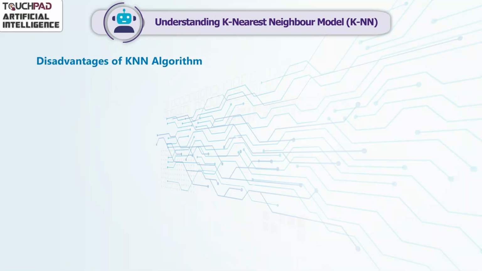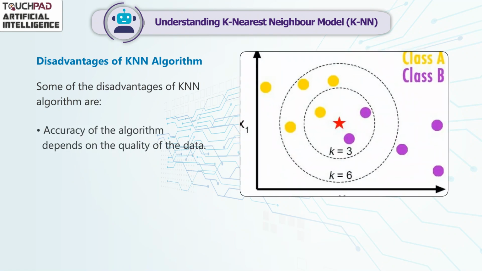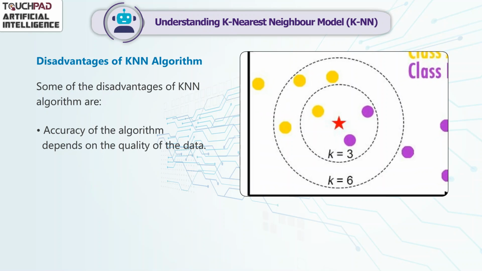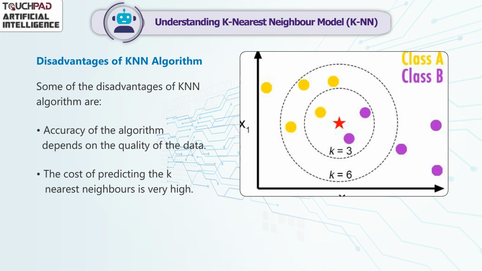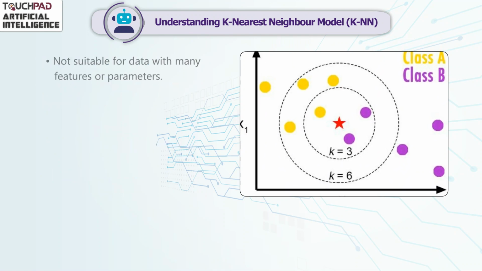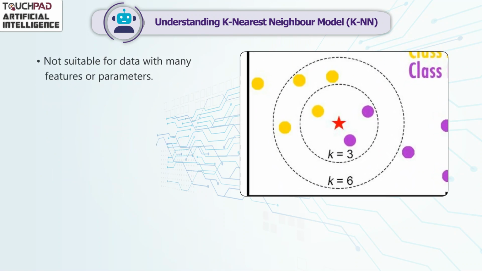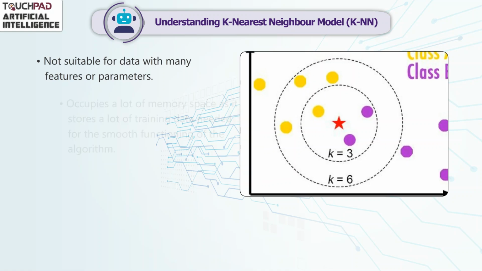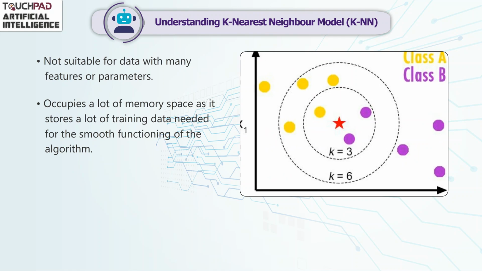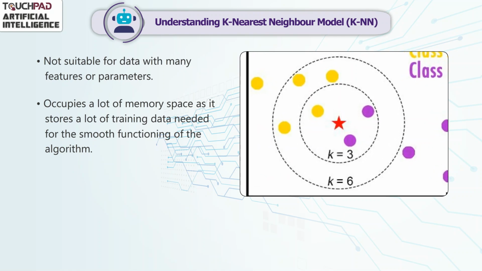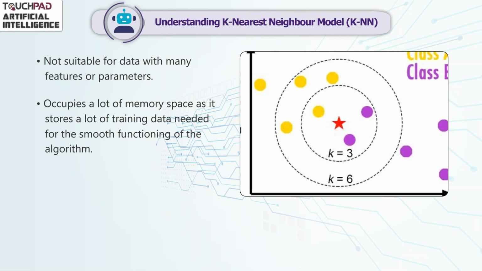Disadvantages of KNN algorithm. Some of the disadvantages of KNN algorithm are: accuracy of the algorithm depends on the quality of the data. The cost of predicting the k nearest neighbors is very high. Not suitable for data with many features or parameters. Occupies a lot of memory space as it stores a lot of training data needed for smooth functioning of the algorithm.